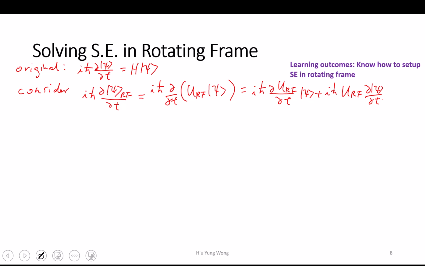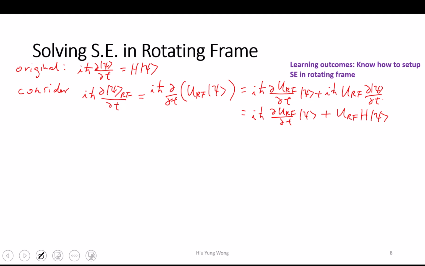So what is this? Now the first one, we keep it: i h bar partial U RF partial t psi. But how about the second one? The second one, we know that i h bar partial psi partial t equals H psi. So I'm just going to plug in. This is going to be equal to U RF times H psi. Of course, you know that H and U RF are matrices, and this is a vector. It's just a time varying matrix. Okay?